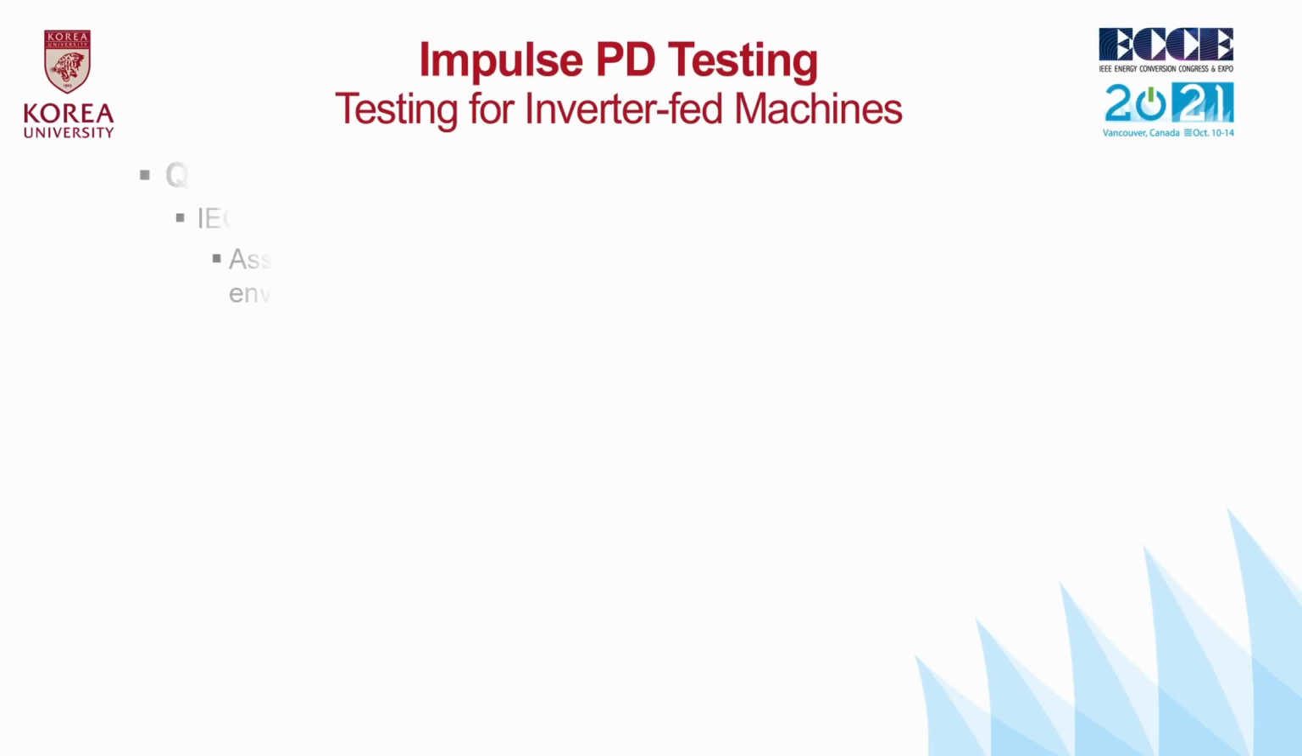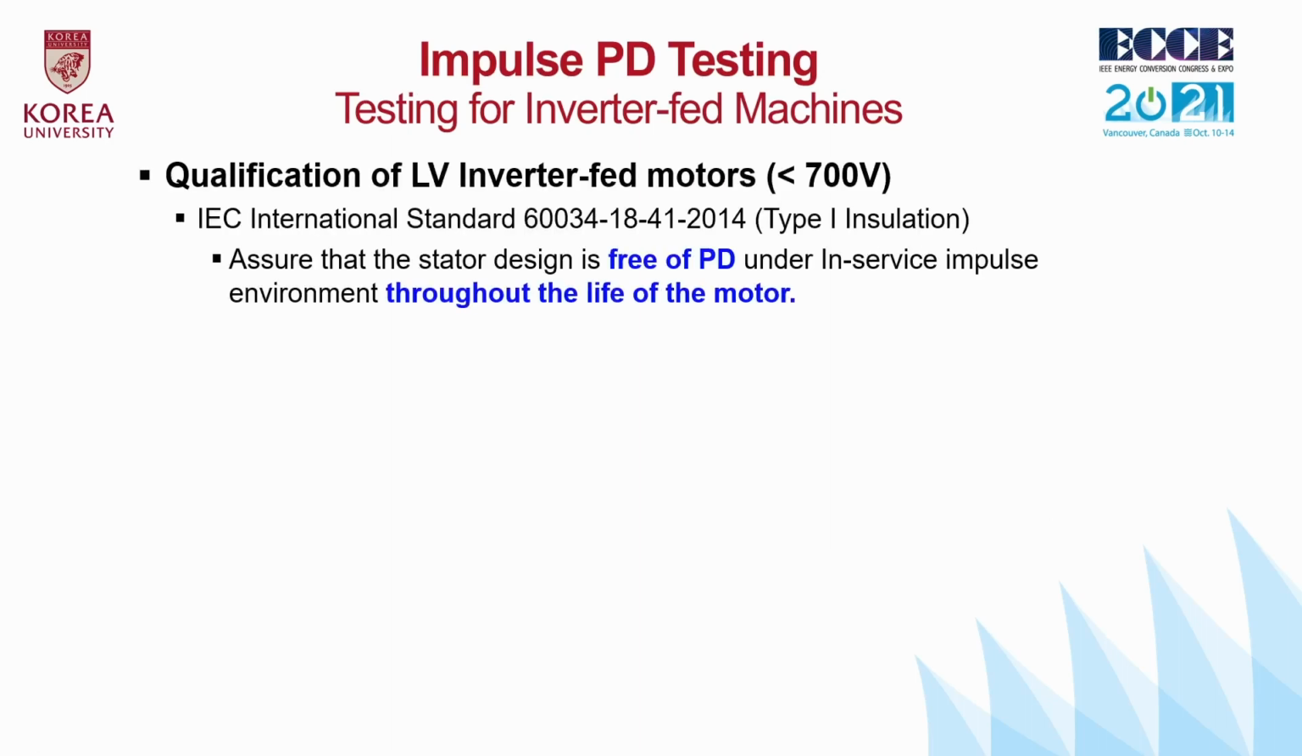For the qualification of low-voltage motors driven by VFDs, a standard offline PD test method under impulse excitation has recently been suggested. The IEC standard 60034-18-41 guarantees that the motor will be free of PD under the worst-case stresses. Considering that the low-voltage motor insulation is not PD resistant, there should not be any PD activity in the turn, phase, or ground-wall insulation under the worst-case operating environments.